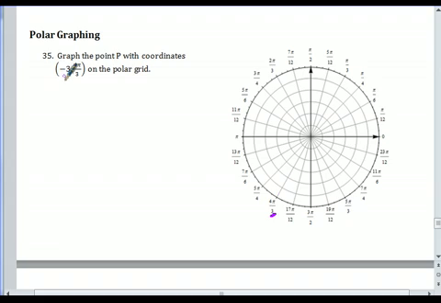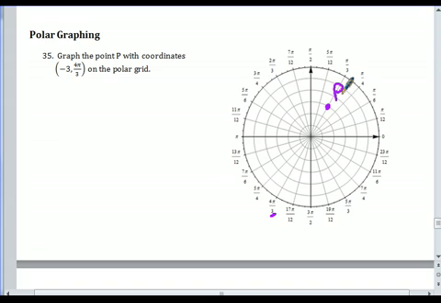Now my first coordinate, my radius coordinate, is a negative. It's a -3. And so what that means is that instead of being in this quadrant on 4 pi over 3, I'm going to graph in the opposite quadrant. And I'm going to count the circles, 1, 2, 3. And so this would be my point P, -3, 4 pi over 3.